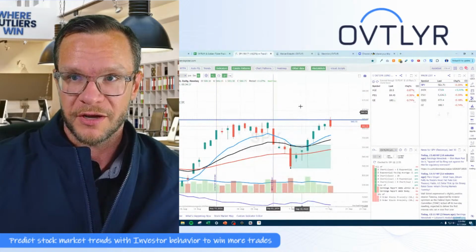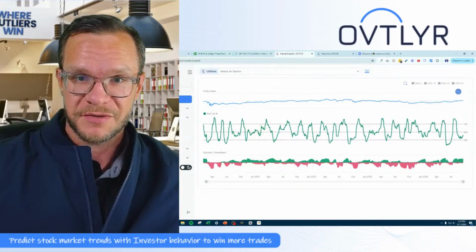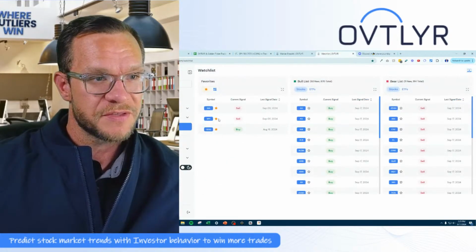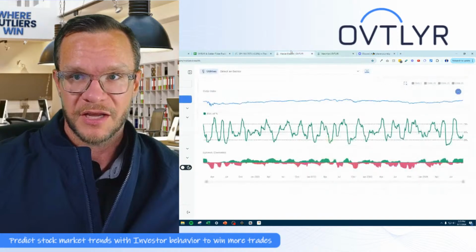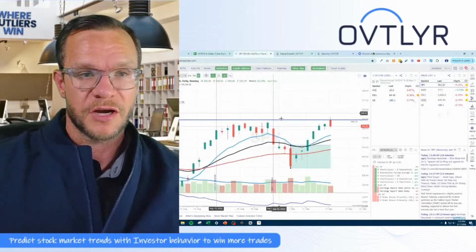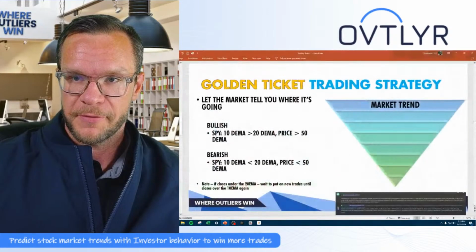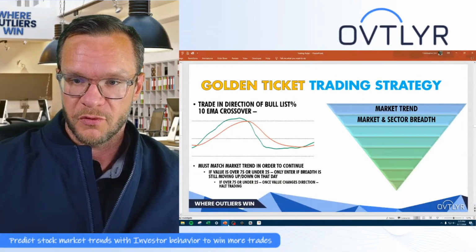It's trending up right now, but we do have a sell signal on the SPY. Let's go to SPY real quick. Oh, there it is. We do still have the sell signal on the SPY. So the OVTLYR data is not super bullish on the market right now, even though the market trend is right there. We can go to the next step and look at the market breadth.